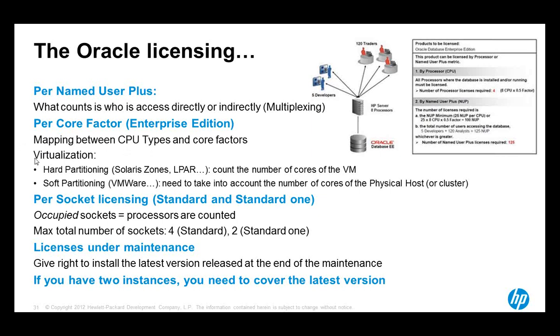Once you have this core factor mapping, you need to use a second rule, which is virtualization. If you are using Solaris zones or LPARs, you can count the number of cores of the VM to conclude how many licenses you have to procure. If you're using a soft partitioning technology, such as VMware, you need to take into account the number of cores of your physical host. Okay, and I will not go through all the rules from Oracle, but just be aware that the Standard and Standard One editions of Oracle have a per occupied socket metric to count how many licenses you have to procure to deploy the servers.